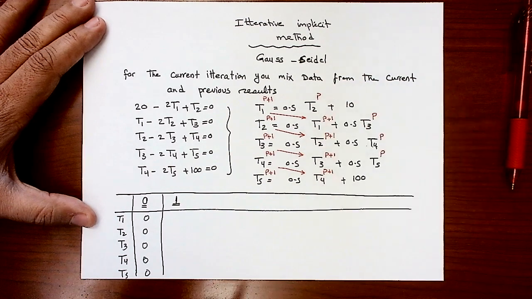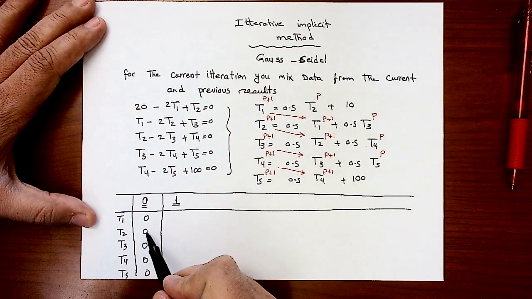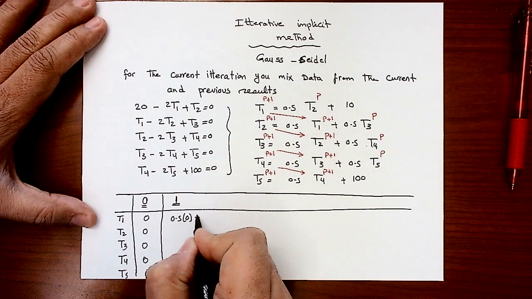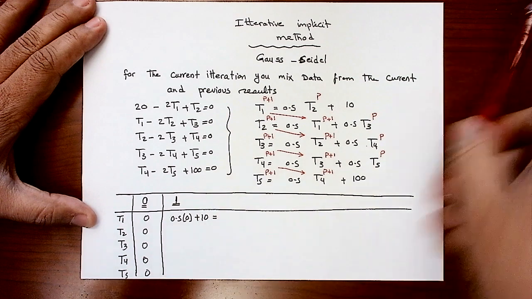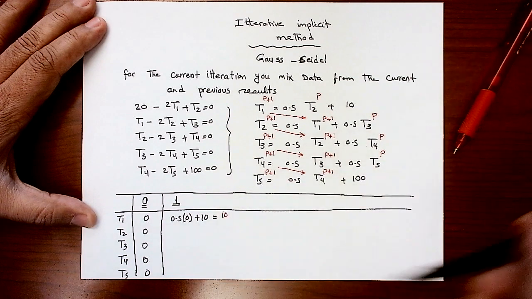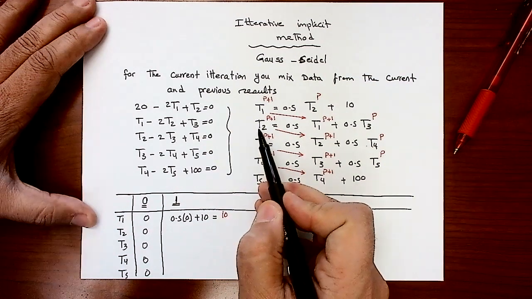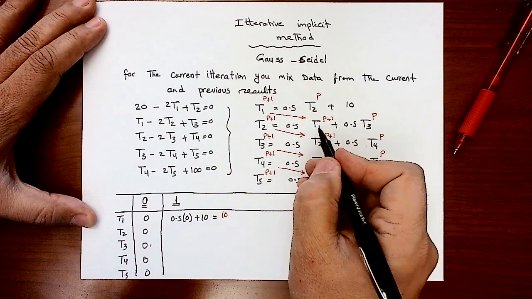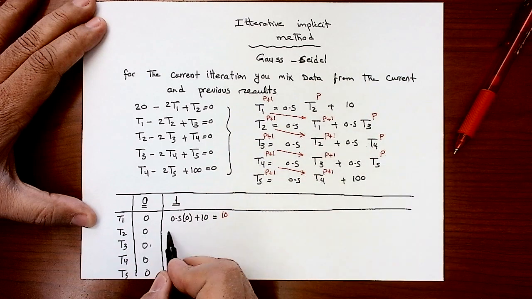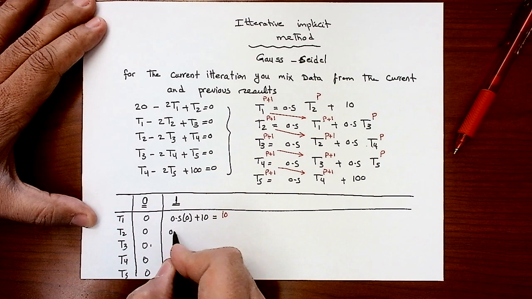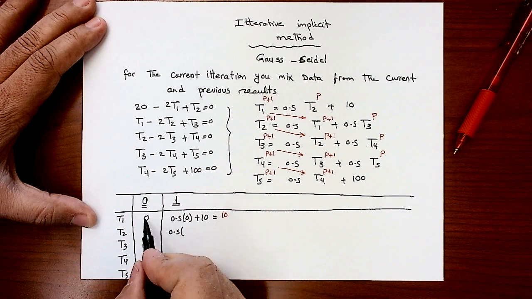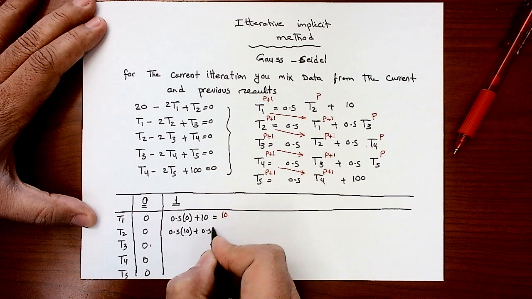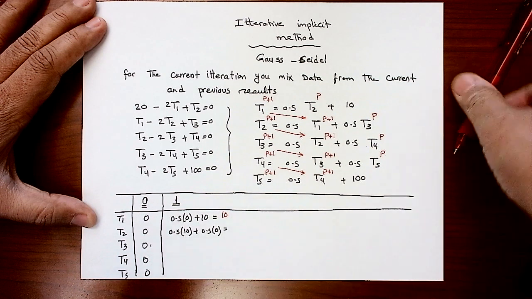Now, for the first equation, T2, I will take it from the previous one. So I will have T2 is equal 0. So that's 0.5 times 0 plus 10. So I'm going to end up having T1 is equal 10. Let's go for T2. To calculate T2, I need T3, which was never calculated before. I will pick it up from here. But T1 is now calculated at the current step. So if I want to get T2, the equation will be 0.5. Now, instead of taking T1 from here, I will take it from here. 10 plus 0.5, T3 is 0. So I'm going to end up having this equal 5.